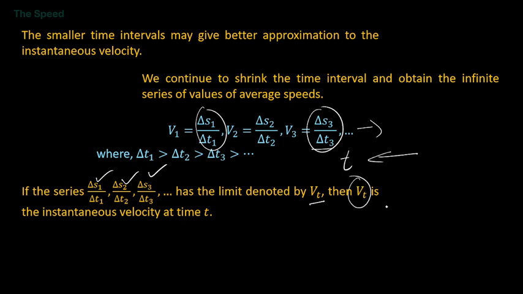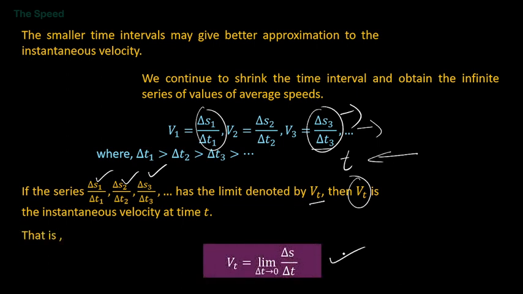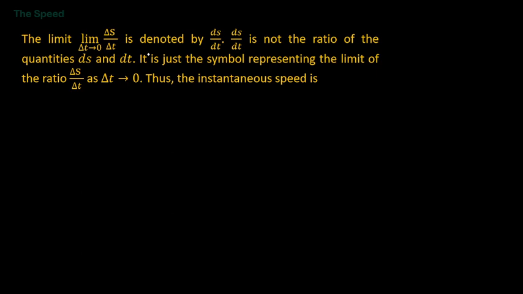That value of speed is represented by vt, and we represent this limiting value of the ratios, and hence the instantaneous speed, as this. The instantaneous speed at the time t is the limit of the ratio of distance travelled and time taken as the time interval approaches 0. It is made smaller and smaller. The limit of the ratio delta s upon delta t as the time interval delta t tends to 0 is denoted by ds by dt.